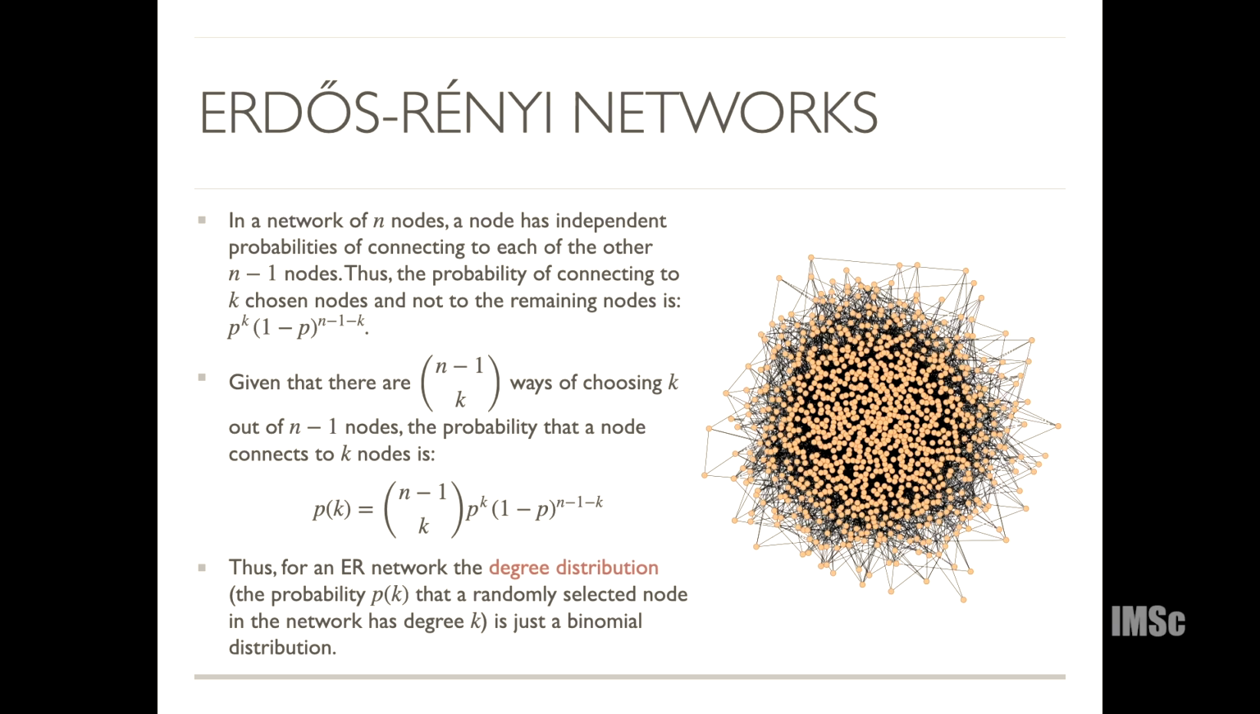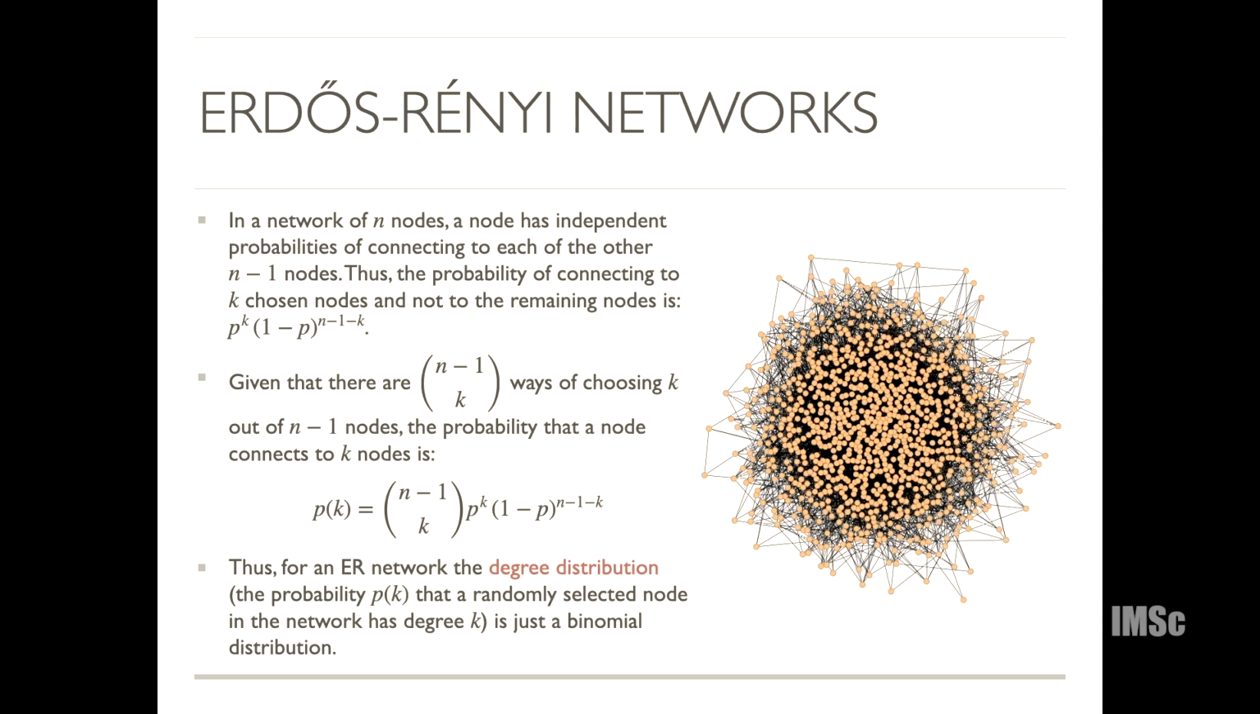So suppose you have a network of n nodes, which is generated through this procedure, that has independent probabilities of connecting to each of the other n-1 nodes. That is exactly how the ER, the Erdos-Renyi network, is defined. So the probability of connecting to k of such chosen nodes and not the remaining nodes is basically just the product of p to the power k, times 1 minus p, basically not connecting, to the power of the remaining nodes, which is n minus 1 minus k.